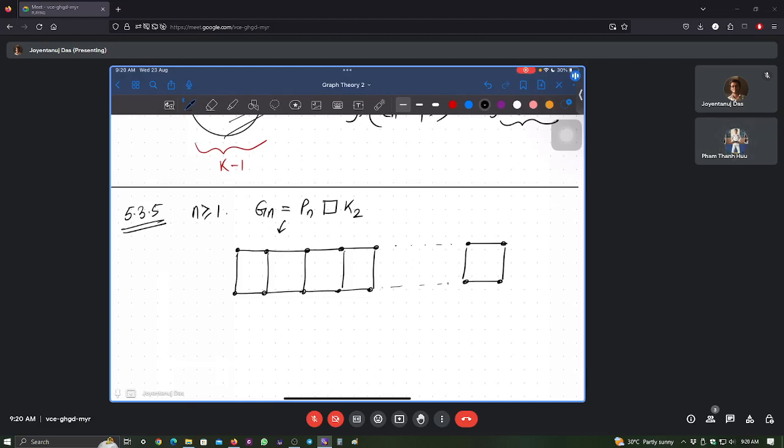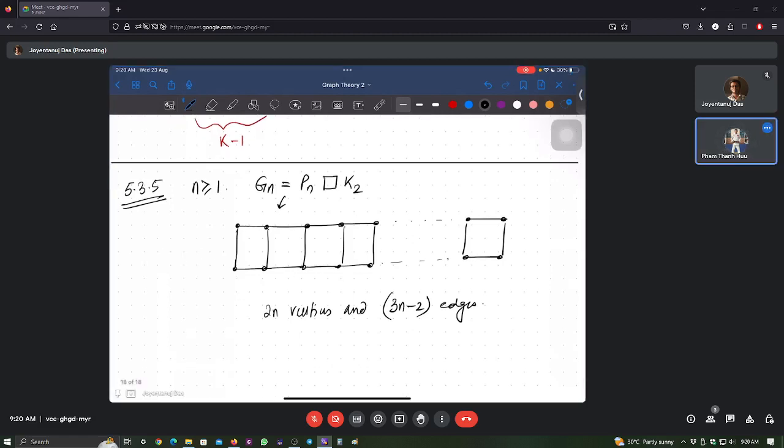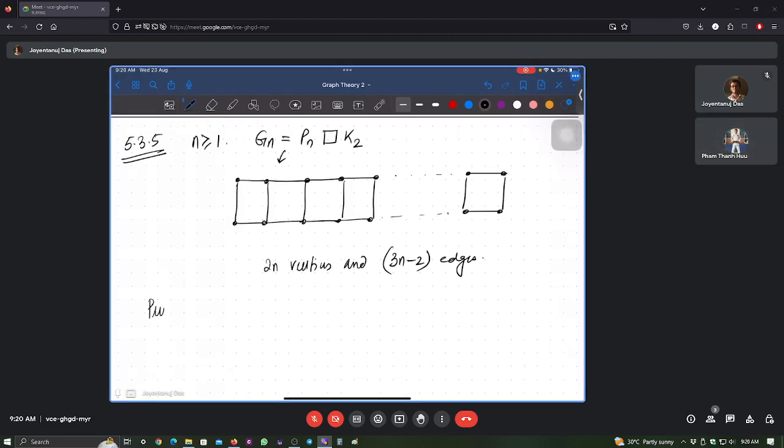It has 2n vertices and 3n minus 2 edges. So the question is, prove that the chromatic polynomial of this Gn is (k^2 - 3k + 3)^(n-1) times k(k-1). So this we have to prove.